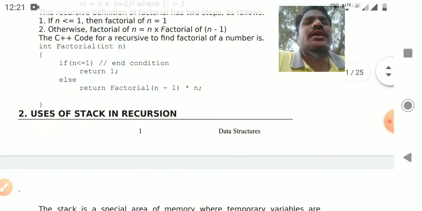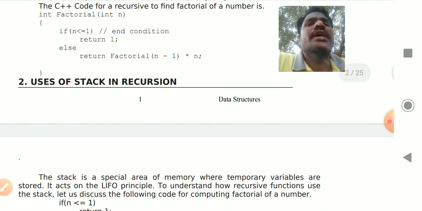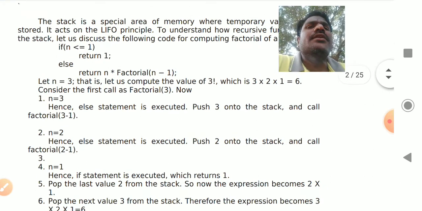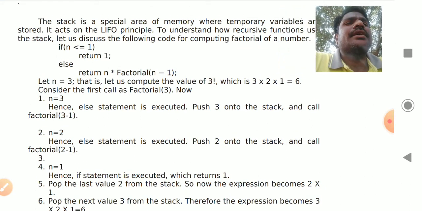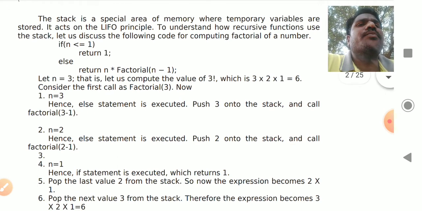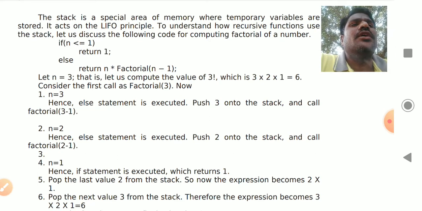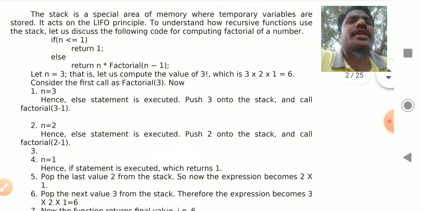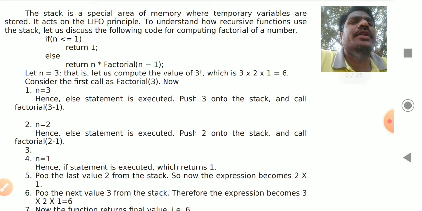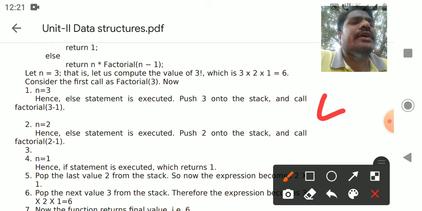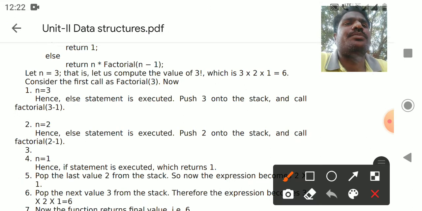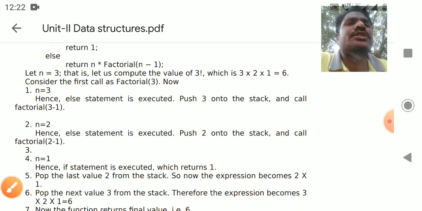Now we will see the use of stack in recursion. Generally all of you know what a stack is. A stack is a special area of memory where the temporary variables are stored. In the concept of recursion too, the stack is a special area of memory where the temporary variables are stored. The stack uses the LIFO principle.